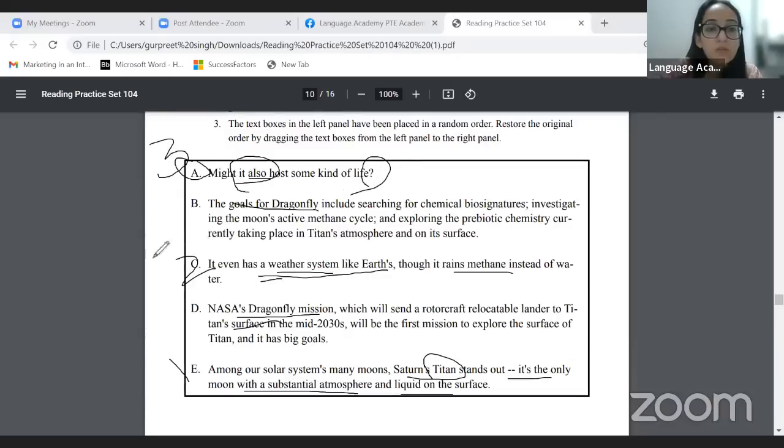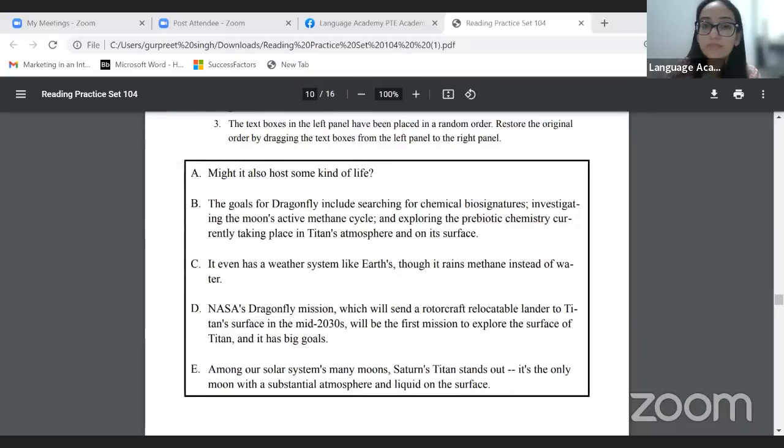Right, so then you will go with first NASA's Dragonfly mission is this, this, this, and it has big goals, and then you explain the goals. The goals are these and these. Right? Bit more understanding, analysis, not just trying to finish it. That should not be your agenda. Putting the pairs together should be your goal.